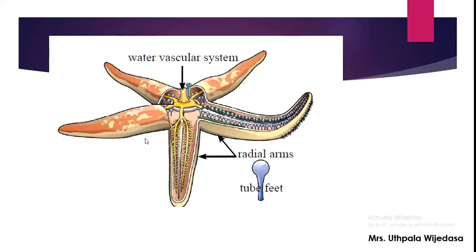They perform sexual reproduction because they also show sexual dimorphism. This water vascular system operates tube feet. And remember, this phylum has an evolutionary relationship with phylum Chordata.